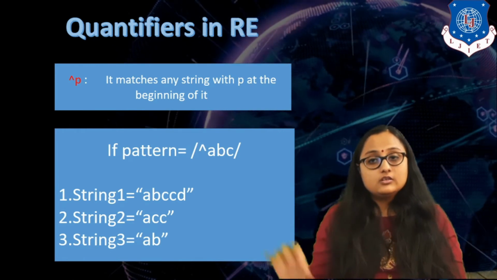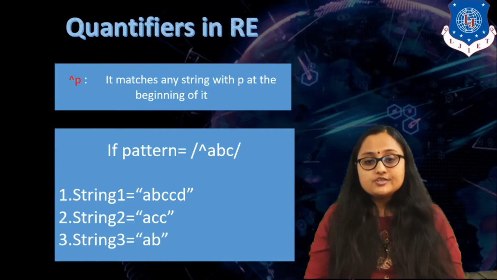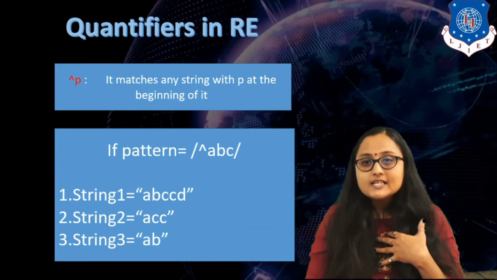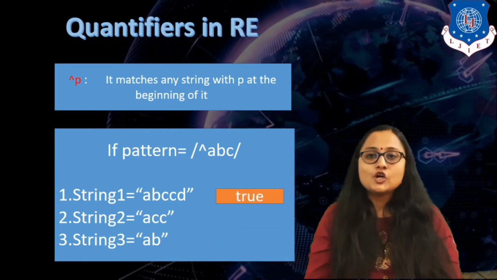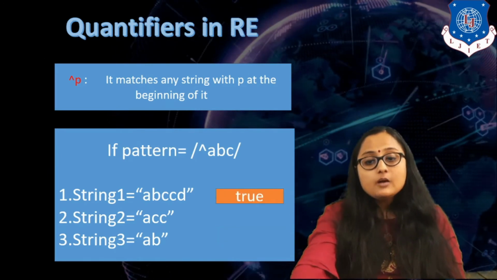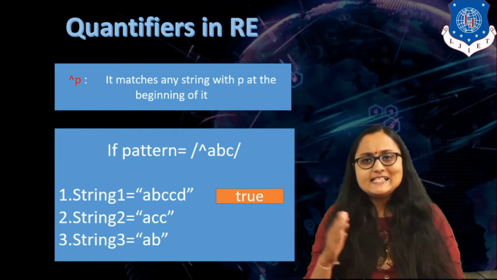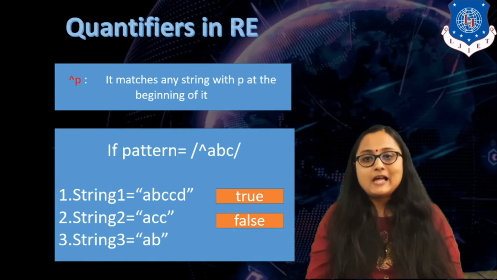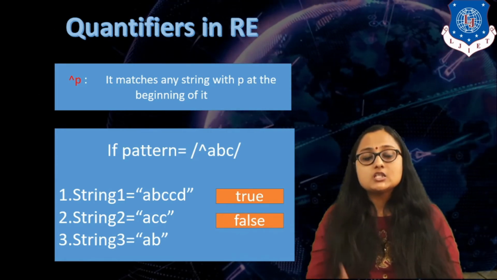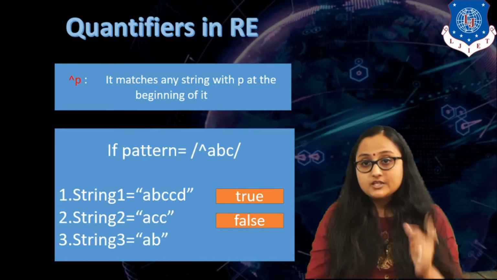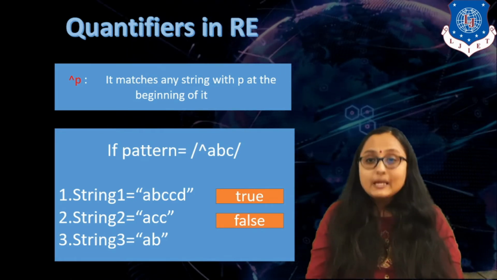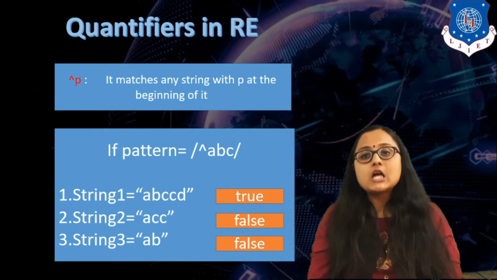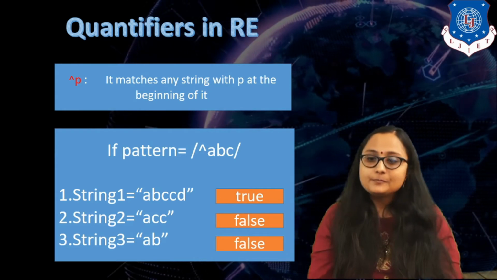So for example, for the first string, A, B, C, C, D, is my string starting from A, B, C? Yes, so it is valid according to my pattern. What about the second string A, C, C? Is it starting from A, B, C? No, so it is not a match according to my pattern. And what about the last? It consists of A, B, but it does not consist of C, so it is not starting from A, B, C, so it is also not a match. It should strictly start from A, B and C, right?